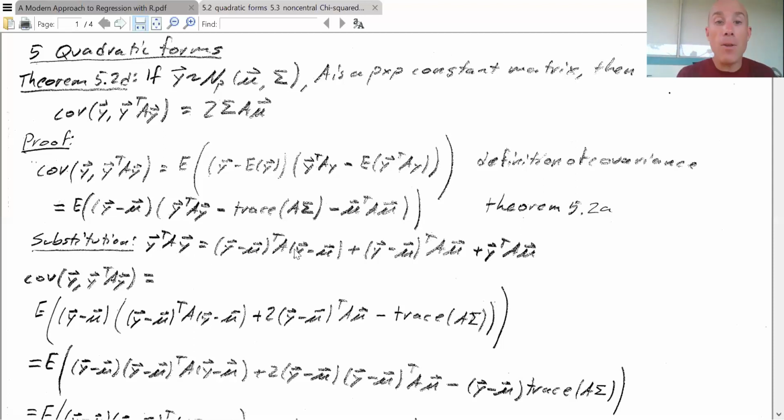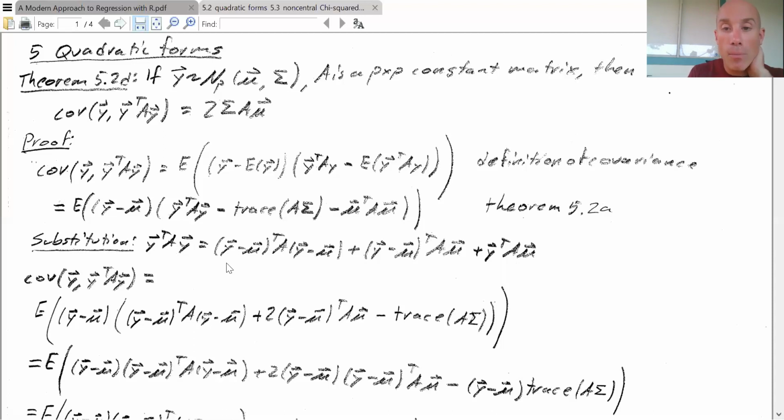Now, how did I get this equality? I said that I wanted y minus mu in my formula. So I started here, expanded out the matrix multiplication, and then rearranged the terms around the equal sign, and boom, I get this. That gave me this term and this term over with this.